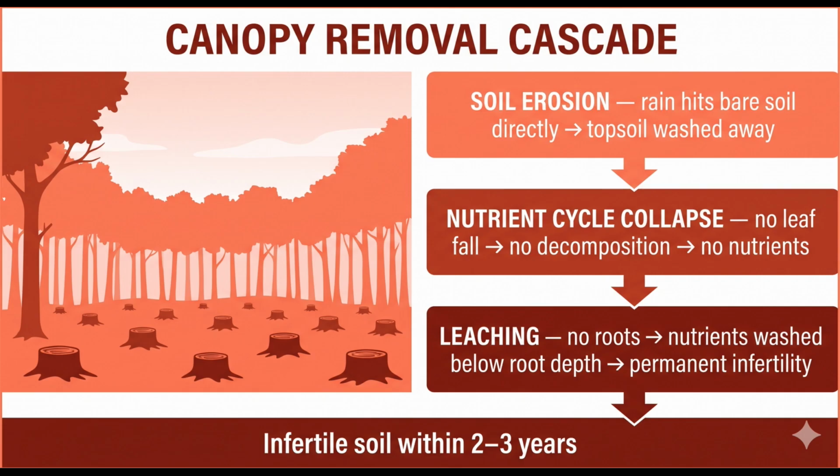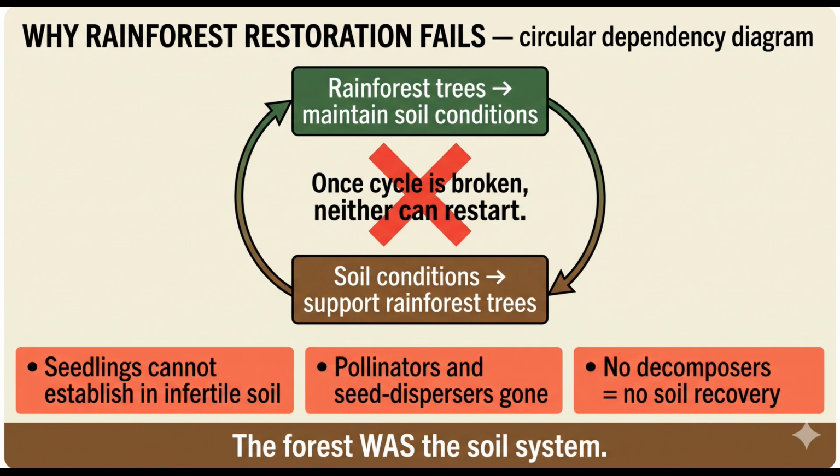Consequence 3, leaching. Tree roots are gone. Nothing absorbs rainfall as it filters through the soil. Any residual nutrients are rapidly washed downward below the reach of any future plant roots. Within 2 to 3 growing seasons, the soil is completely infertile, unable to support the regrowth of forest vegetation. And here is why the damage is permanent. Not just serious, but permanent.